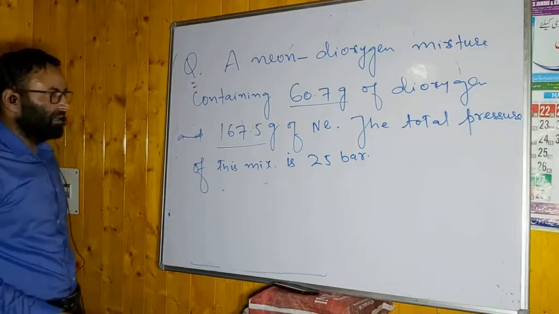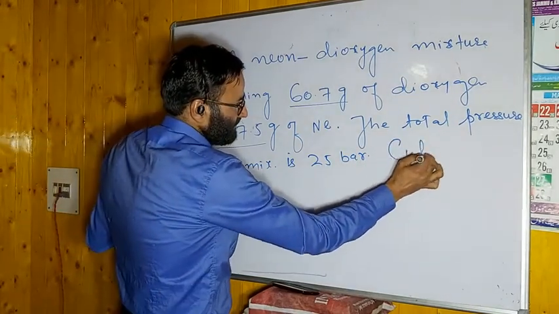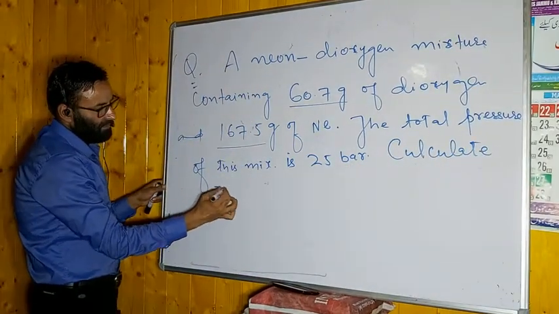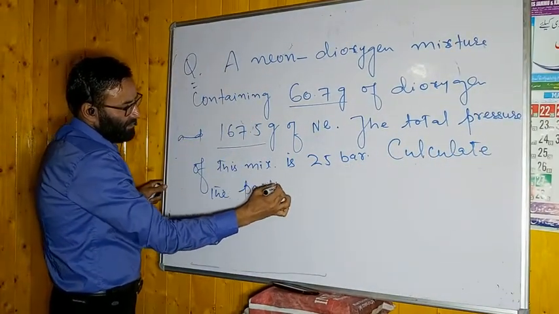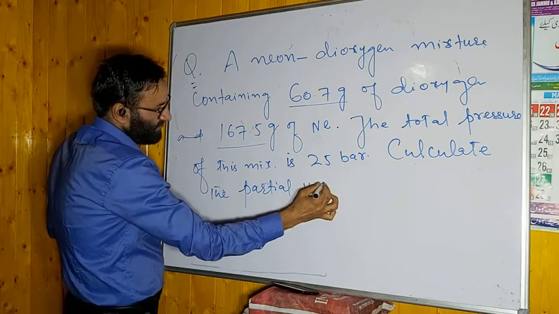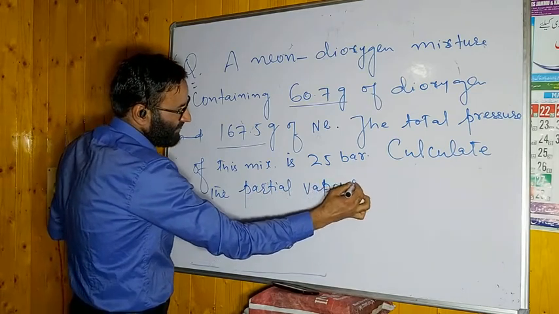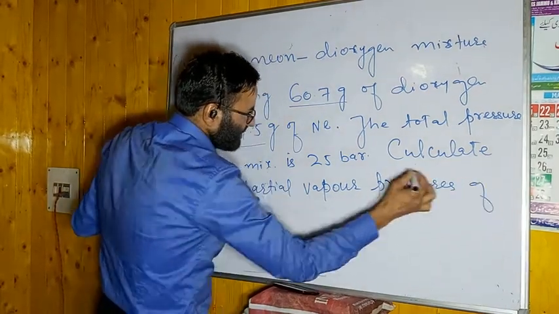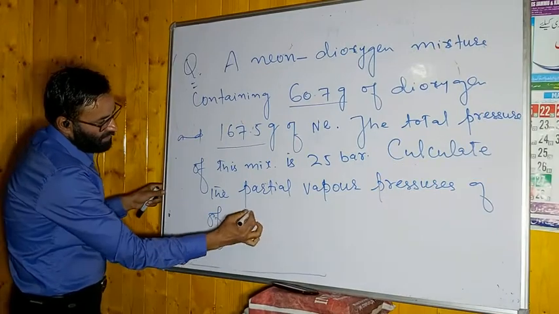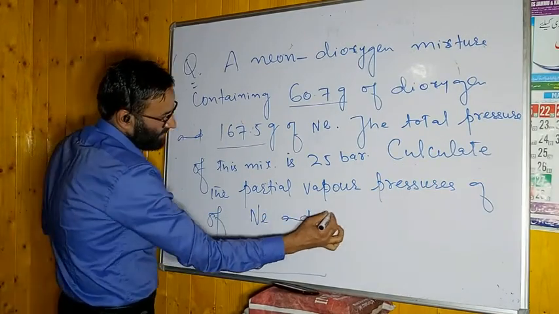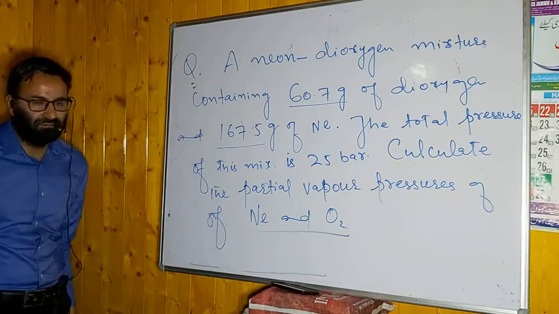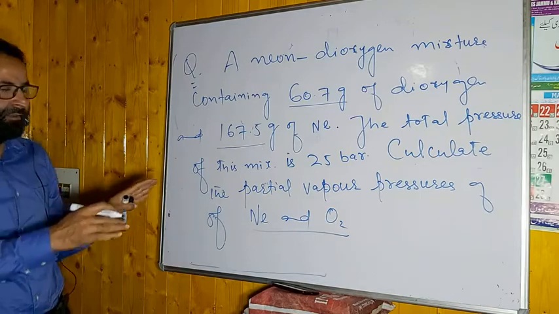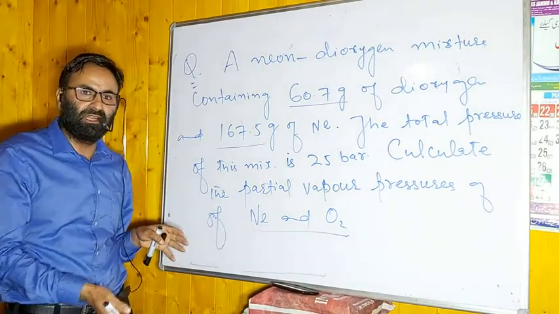Now the question is calculate the partial pressures of neon and dioxygen. This is the question you had to solve. Calculate the partial pressures of neon. Neon का pressure कितना है, dioxygen का pressure कितना.